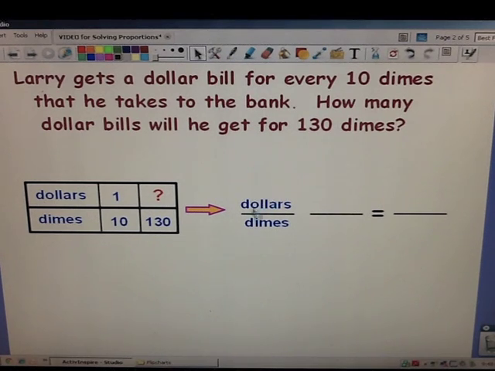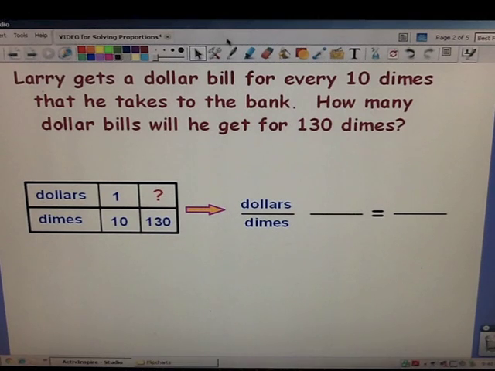If we don't have our labels, it's very easy to get them confused and just switch them up. So you need to make sure that you always have your labels first, dollars to dimes. If you don't put your labels, then you're not going to get full credit for any of the work that you do. Okay, our labels are here.